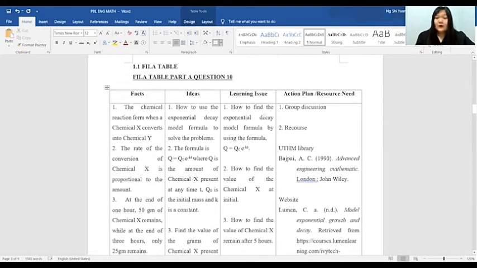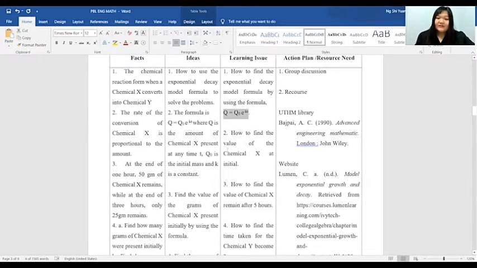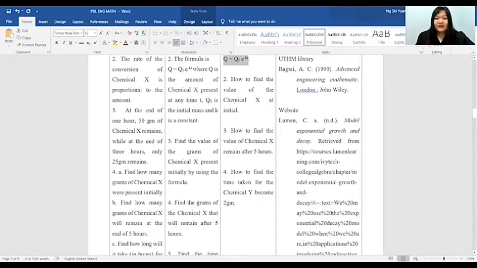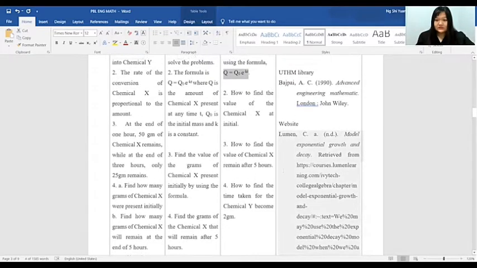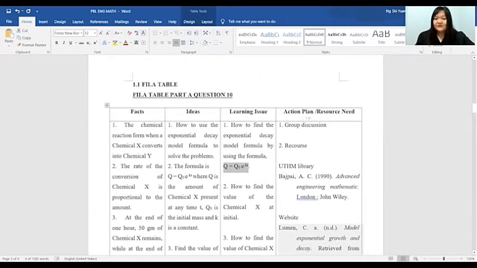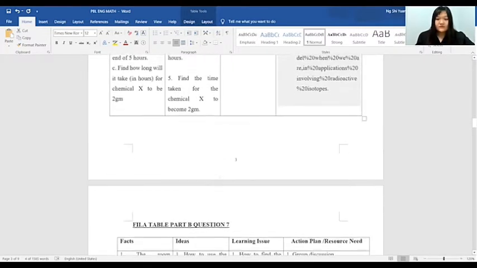The learning issue of this question is how to find the exponential decay model formula by using the formula given, and also how to find the value of chemical X initially, how to find the value of chemical X remaining after 5 hours, and also how to find the time taken for chemical X to become 2 grams. The action plan and resources needed are group discussions, the education library, and also websites.